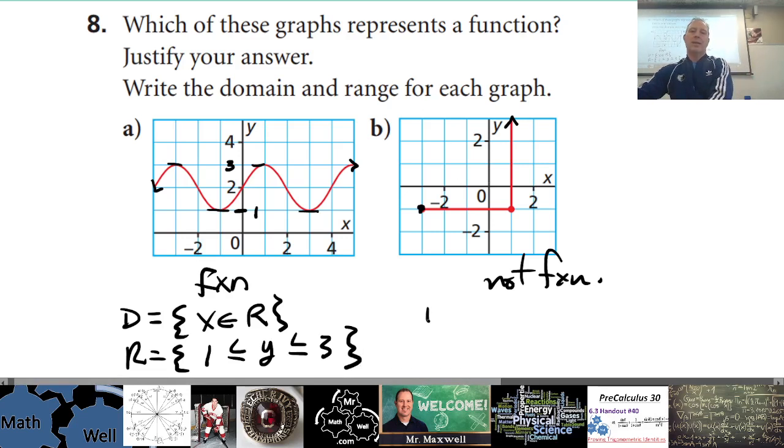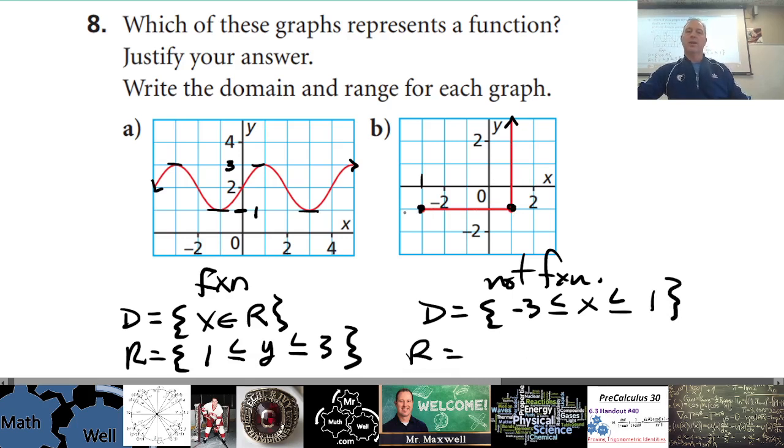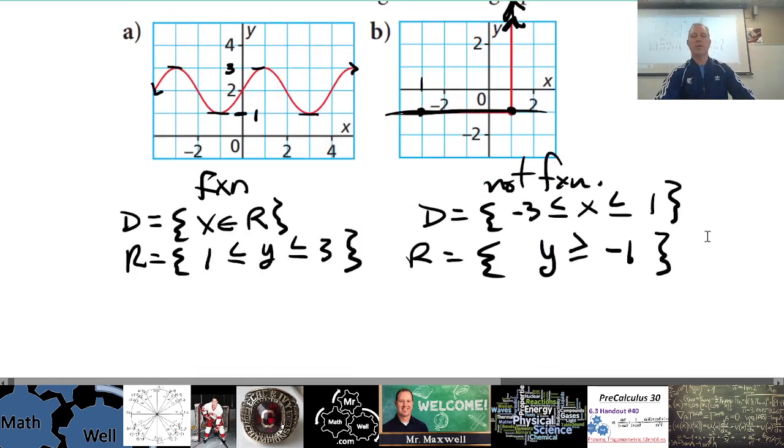So the domain here, for this one, is -3. It is included there, so less than or equal to. We were talking about x values in domain. Less than or equal to, it stops here, right? At 1. So that's the domain. Range, okay, now here's range. This is tricky. It starts at -1. That's the low point, and it continues on up forever. So the range is y is greater than or equal to -1, and that's all you need to put. If there's no upper boundary, then you can just say greater than a certain value.